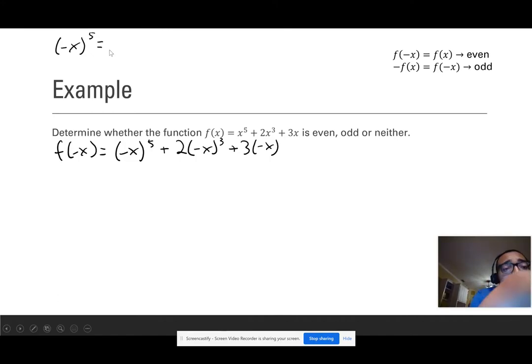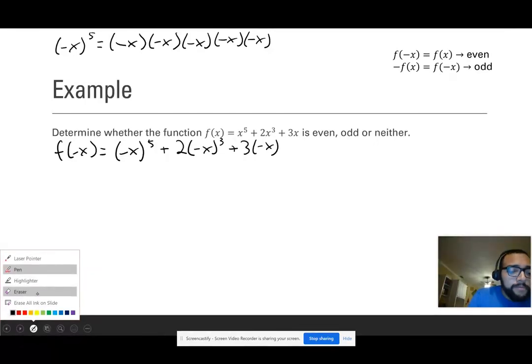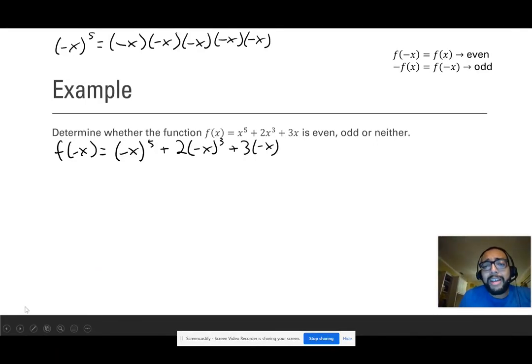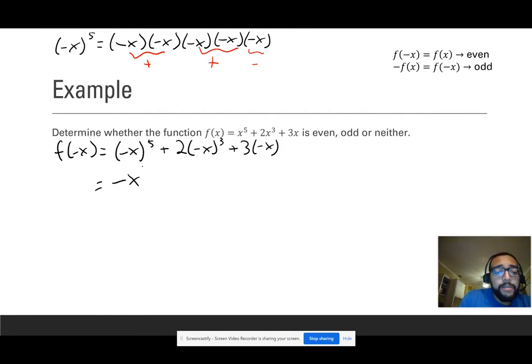Negative x to the 5th means the same thing as negative x times negative x, 5 times. I know it's going to be to the 5th power because all those x's have an exponent of 1. But is it going to be positive or negative? Well, these two give me a positive value, and these two give me a positive value. Oh, I'm going to have a positive times a positive, times a negative. So here I'm actually going to end up with a negative value. So negative x to the 5th.